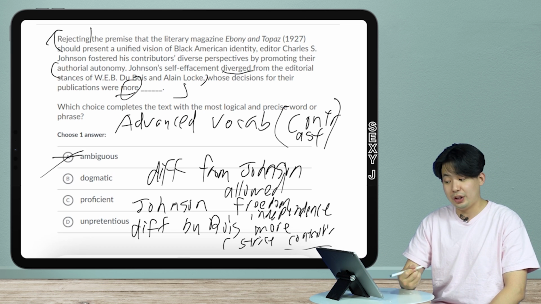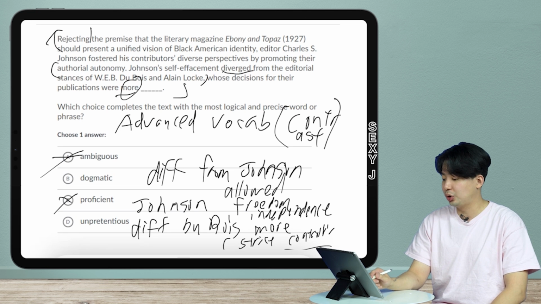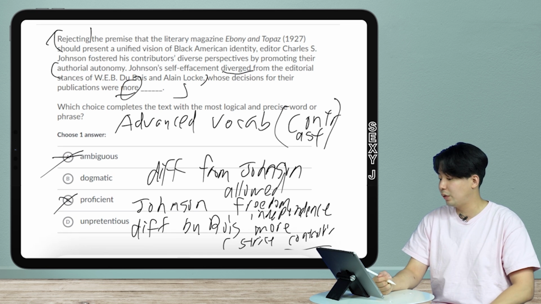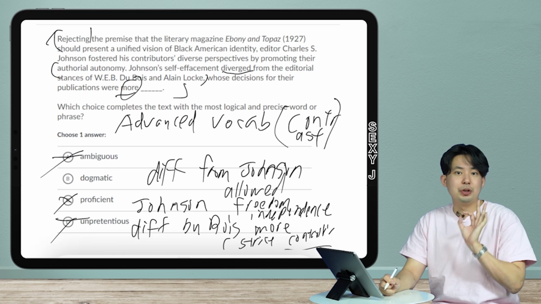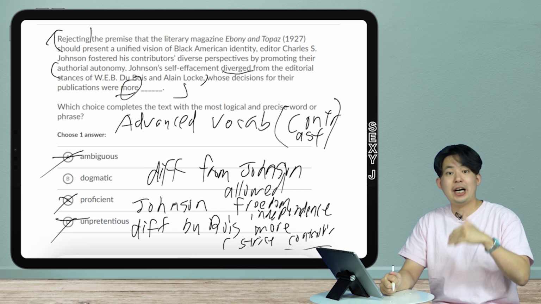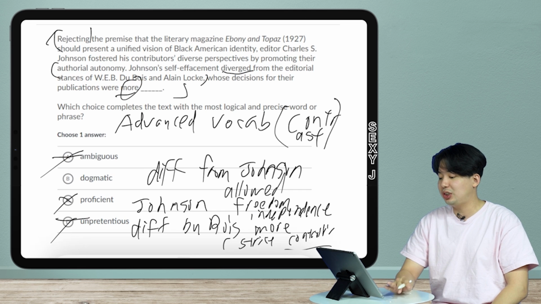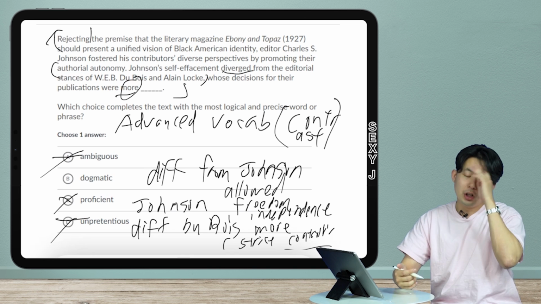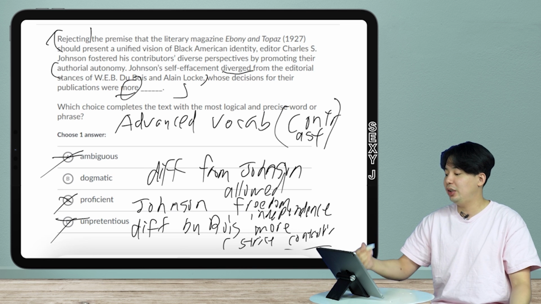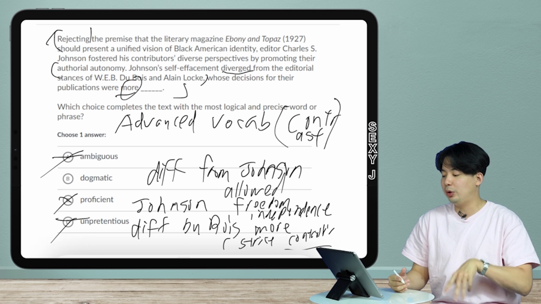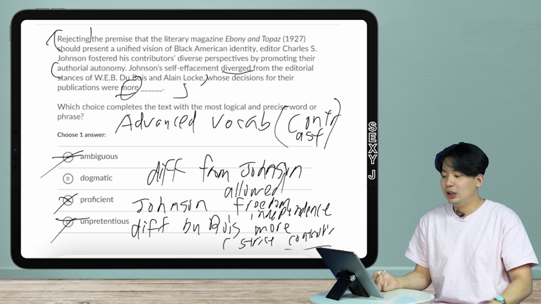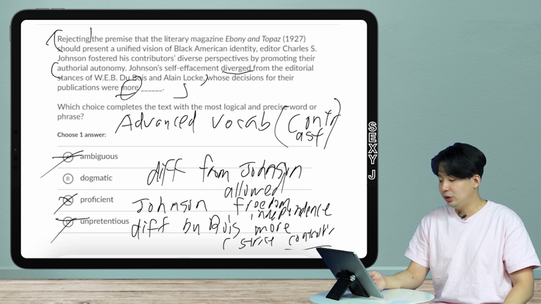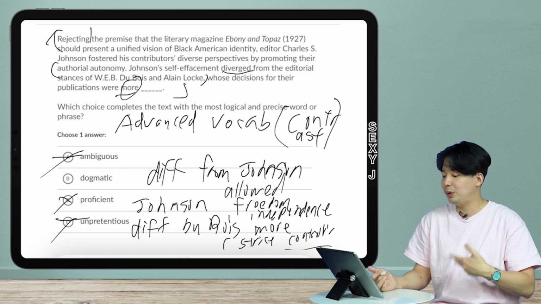More ambiguous, definitely wouldn't fit. More proficient also doesn't work. Proficient means they're good at stuff, right? Unpretentious means he's a humble guy. So unrelated. So out of these, I would argue for most people, dogmatic is the highest level word, and A, C, and D are the more familiar words. But I was able to eliminate all of them because they didn't really go along with, okay, would this mean the guy is more strict or more controlling? Not necessarily, right? If a person is ambiguous, proficient, or unpretentious, that's not really related to being strict or controlling.